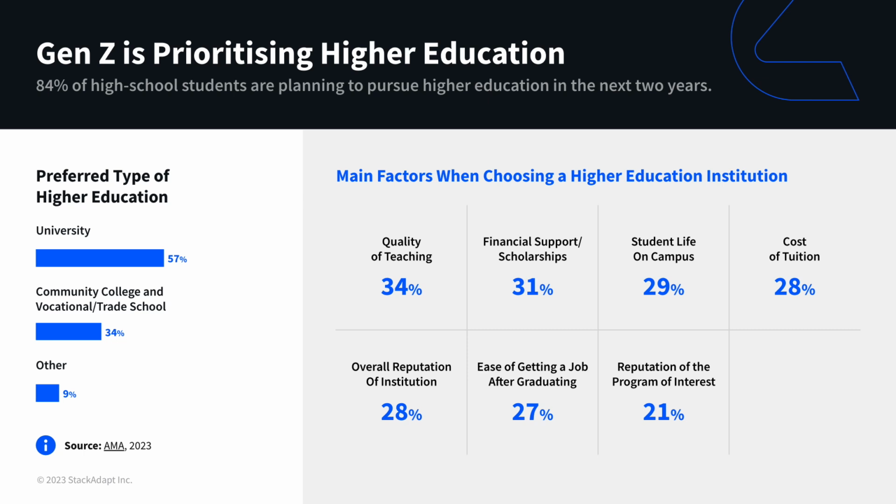They're also interested in the quality of teaching and also the support that they will get whilst at your institution as well. And the preferred higher education type at the moment is university, but college is definitely on the rise as well.